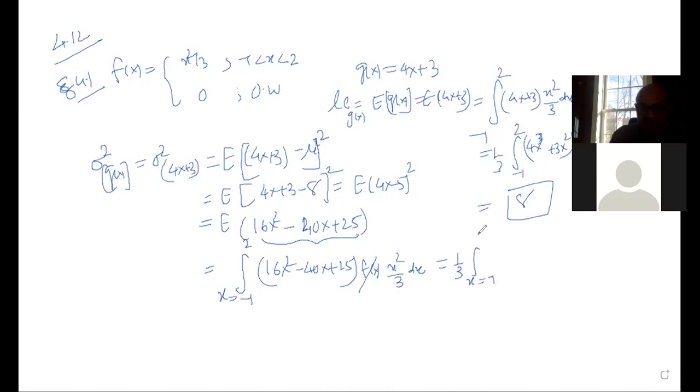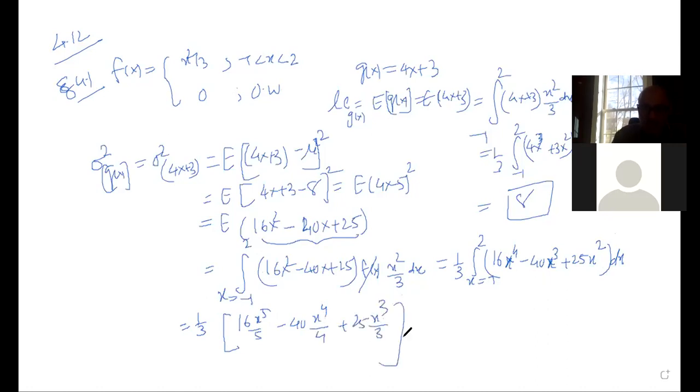Let me write one more step for you. Here it is: the integral of 16x^4 minus 40x^3 plus 25x^2, dx, equal to 1/3 times the antiderivative 16x^5/5 minus 40x^4/4 plus 25x^3/3, where x goes from -1 to 2.